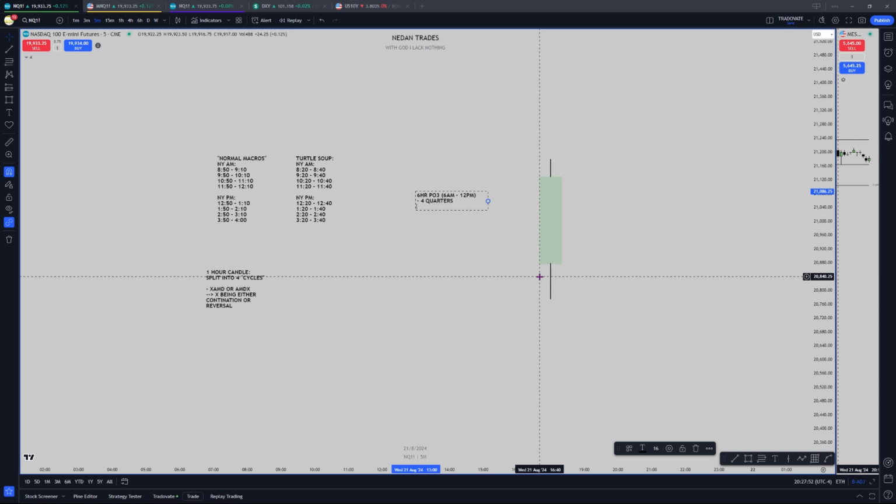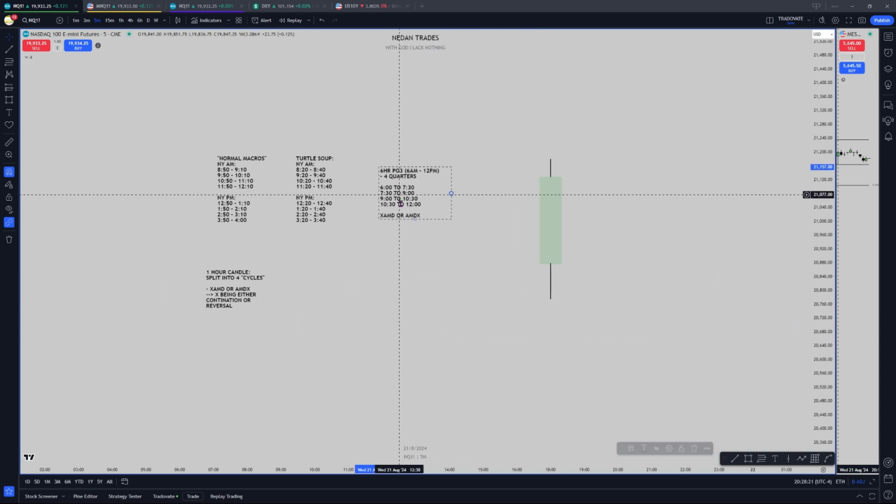So it would be from 6 o'clock to 7:30, 7:30 to 9, 9 to 10:30, and then lastly 10:30 to 12. So like I previously mentioned, a candle will either have an XAMD profile or an AMDX profile.